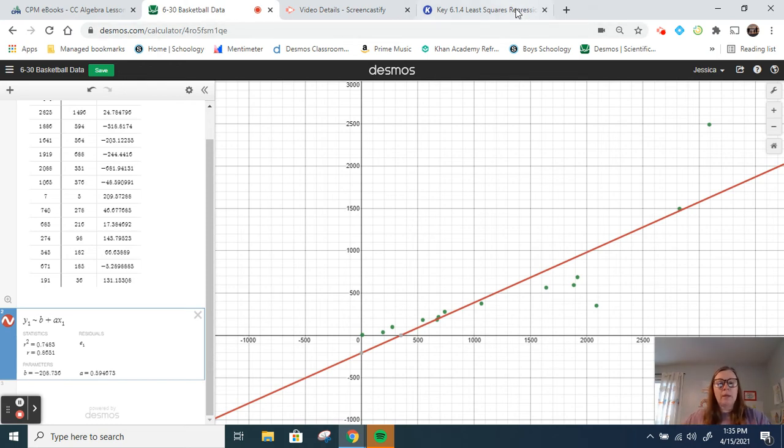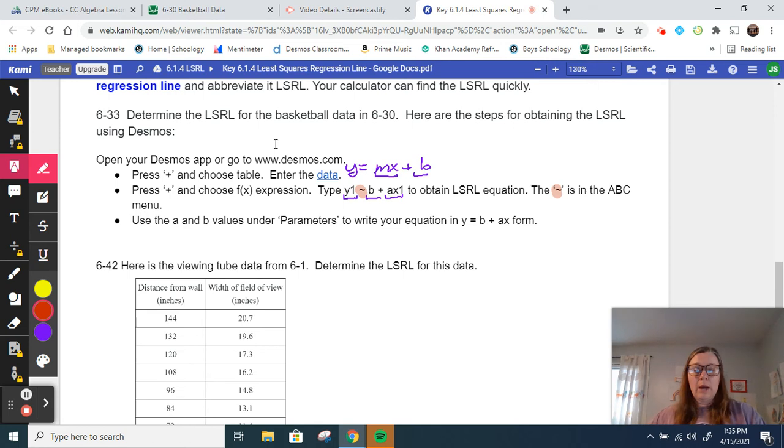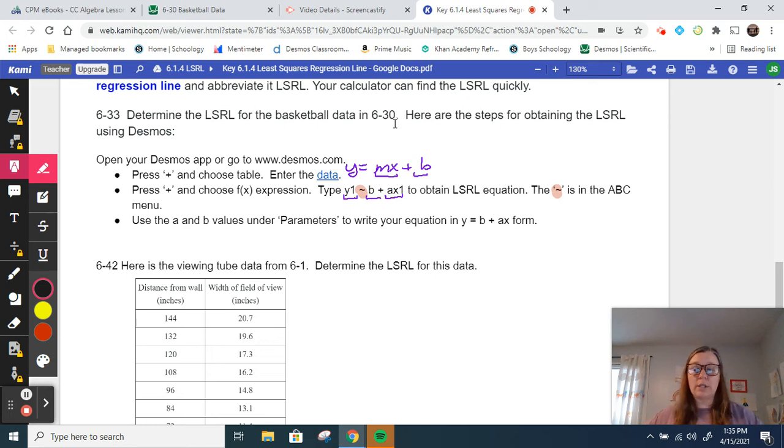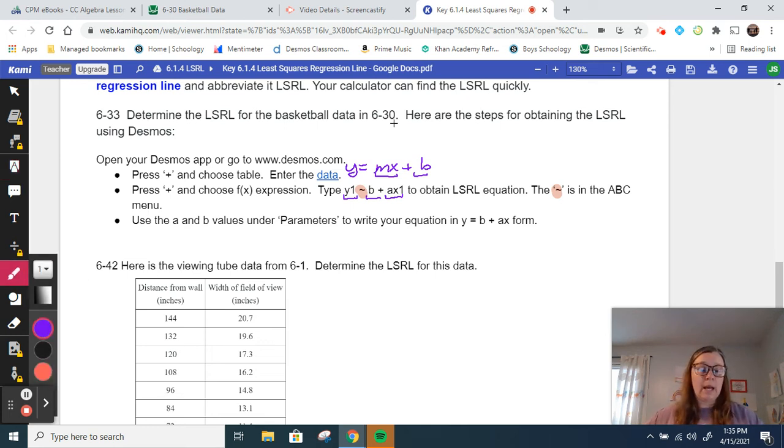All right, so coming back here, it says now get an equation for the problem that we were just doing. It says use the A and B values under the parameter to write your equation in y equals B plus AX form. That's the same thing as slope-intercept form. It's just that it's using this M, this is like my M right here. So if you want to write it in MX plus B form, or really you can think of it as AX plus B form, that's fine also.